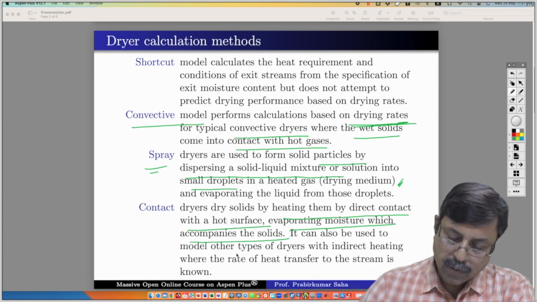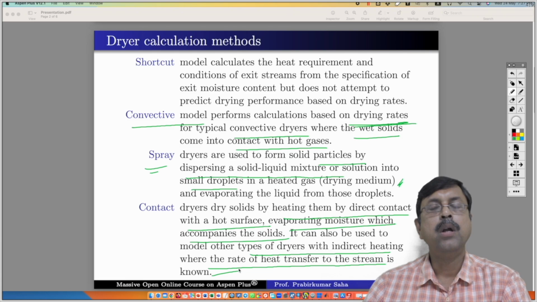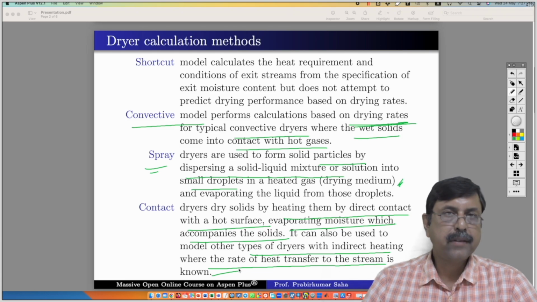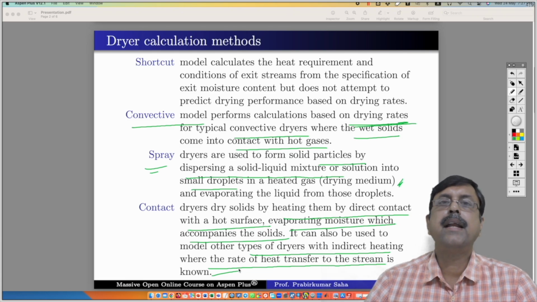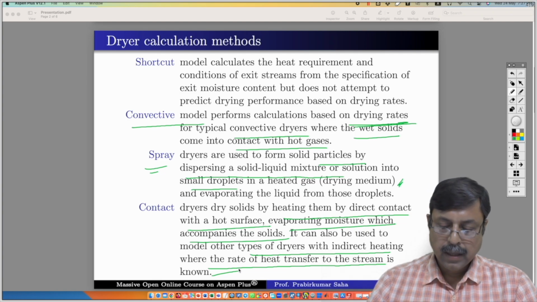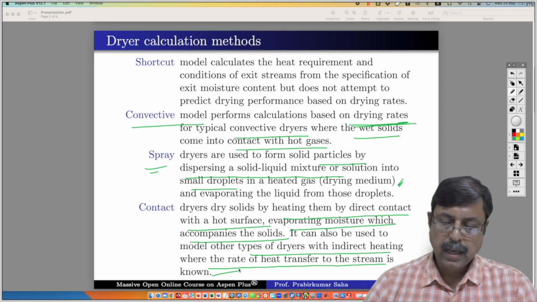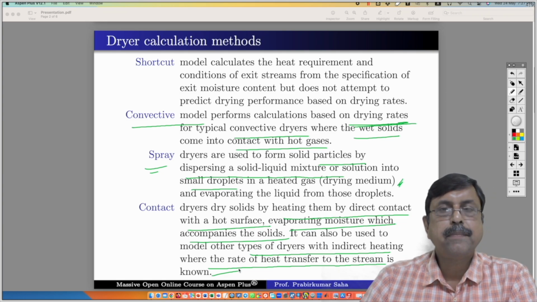It can also be used to model other types of dryers with indirect heating, where the rate of heat transfer to the stream is known. Indirect heating, there are many examples. Some of the examples are there in our household applications, such as microwave heating or induction cooker. So they are kind of indirect heating. So these are the types of dryer calculation methods that we have. Now let us go to the Aspen Plus simulation window to learn them better.